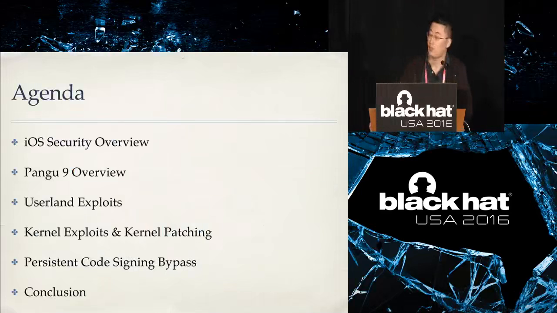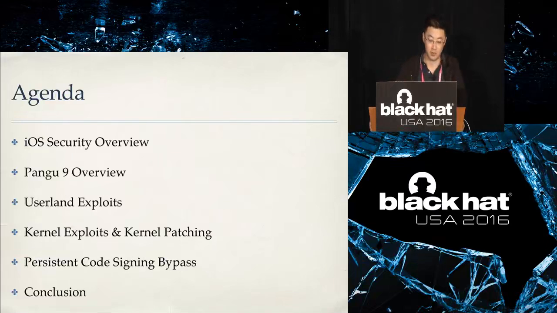Okay, so this is the outline of the talk. At the beginning, I would like to quickly go through the iOS security architecture. And remember, after our talk, there will be a talk from Apple, which will discuss more on iOS security. So please refer to that talk for more details on iOS security. And after that, I will give a quick overview on Pangu 9. I will explain how we design the exploit chain. And after that, I will elaborate the user land vulnerabilities and exploits.